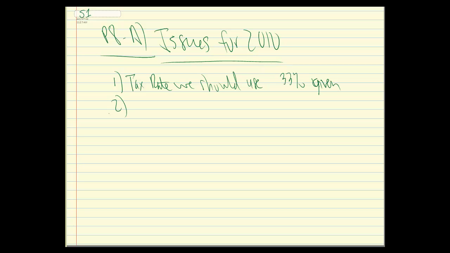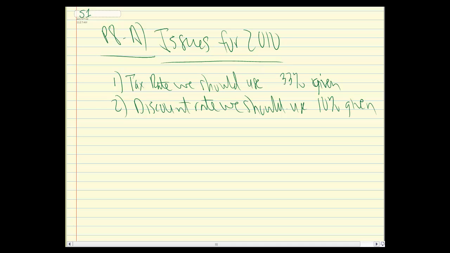What else did I give you the other day that you needed to use for calculation? The other one would be discount rate. You scan through the question, it doesn't tell you those two things. Anytime you're doing questions like this, there's the tax rate we should use, and then the discount rate we should use. And we said 10% given. And that's 10% after tax. Remember? Before tax doesn't help you. After tax is what you need.